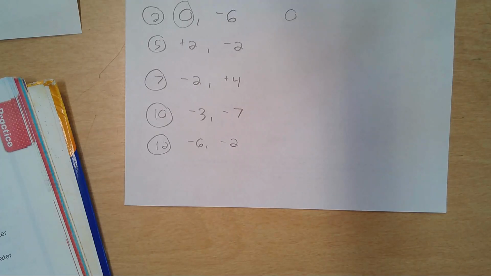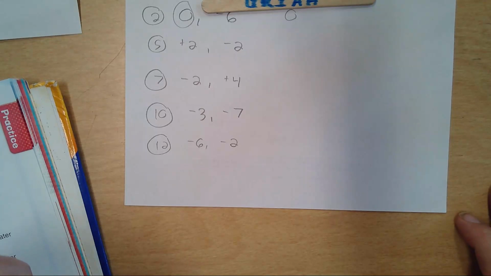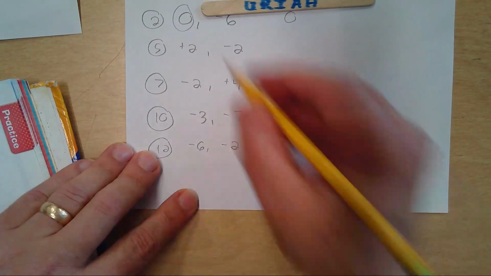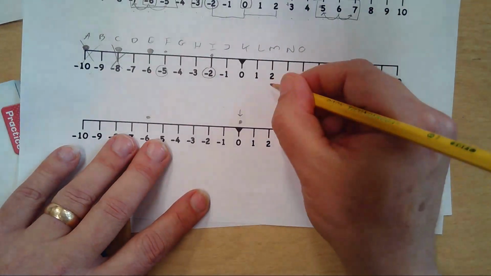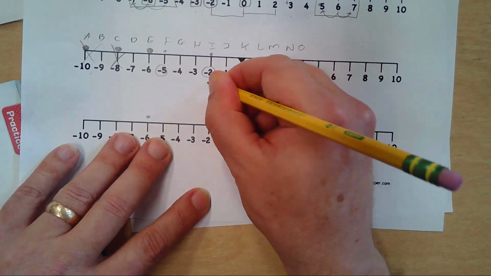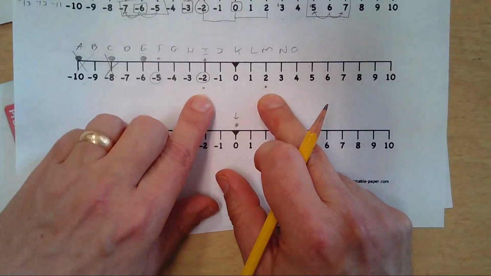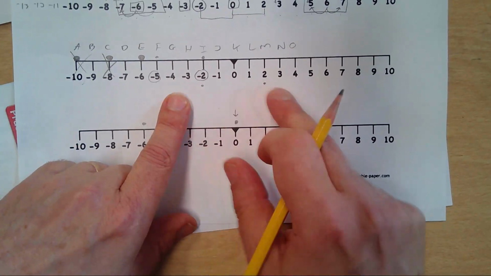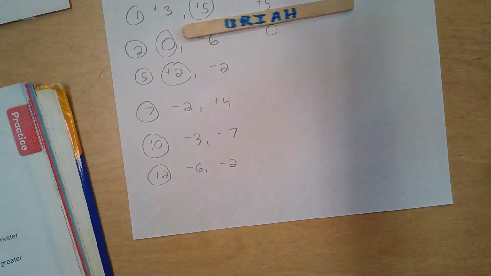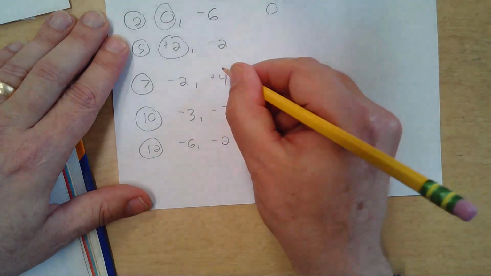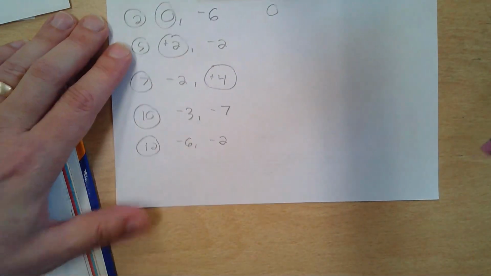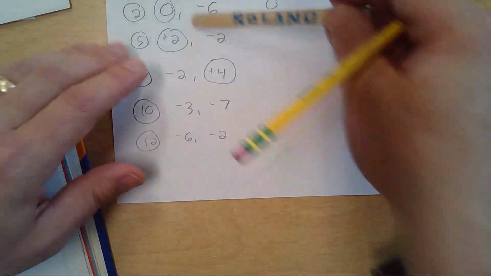All right. Number 5, which is the greater value? Uriah. Number 5. Yep. +2. Right, +2. If I use my number line, +2 is over here, -2 is over there. This point is farther to the right than that one. That one has to be the greater value. Number 7, George. 4. Right, +4, greater than -2. Number 10, Roland.